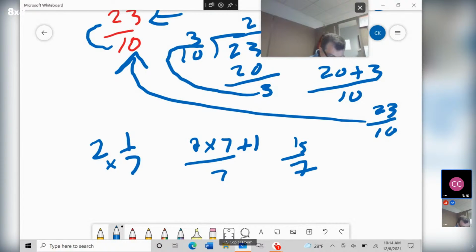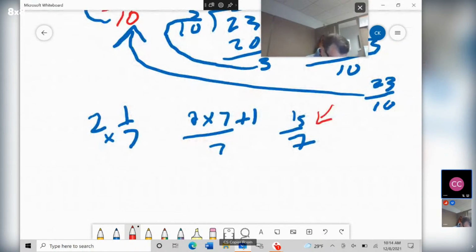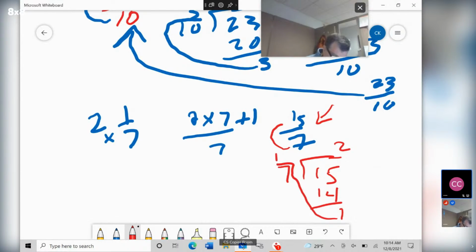Okay. And then the same thing is if we get an improper fraction, which is 15 over 7, because the top number is bigger than the bottom number, we would just divide the bottom number, the 7, into the top number, which is 15. We know it goes 2 times. 2 times 7 is 14. There's going to be 1 left over. And remember, that 1 always goes over the 7. So that would be 2 and 1/7.